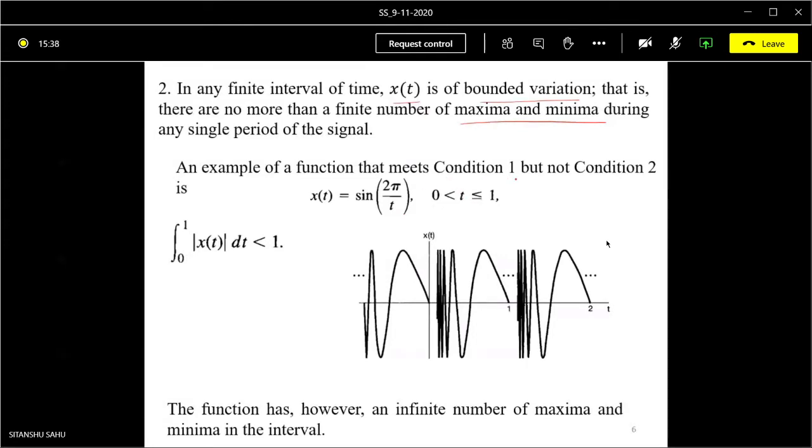Okay, so it satisfies condition 1. That means it is absolutely summable, so if you take the integration over 0 to 1 of the absolute value of x of t dt, it is finite. But if you see, there are so many maxima and minima. There are so many maxima over here, and so many minima over here. That means there are too many fluctuations of the signal on the positive side and the negative side in one period, 0 to 1. So it is not satisfying condition 2. The Dirichlet condition 2 says that it should have a finite number of maxima and minima in one period, or over a finite interval of time.